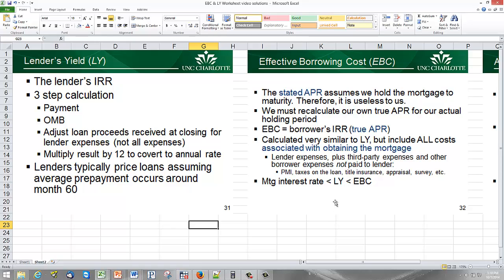A key point is that we do not want to include expenses if they're not related to the mortgage. A prime example of that is the closing attorney, not the mortgage recording taxes. Those are related to the mortgage. They just don't go to the lender, so you would not include those in the lender's yield. But the closing attorney, you're going to need regardless of whether you have the mortgage or not. Since it's not an incremental cash flow, we would not include that in the effective borrowing cost.